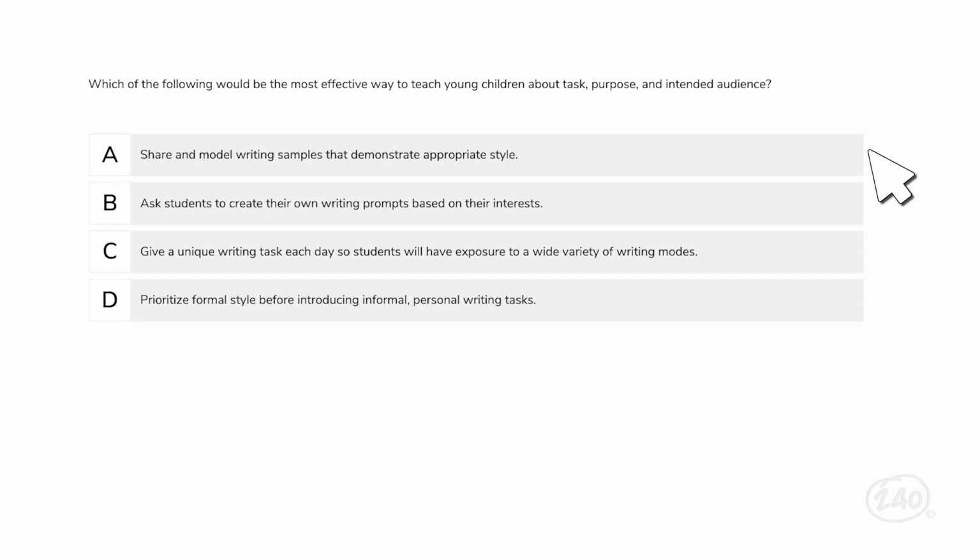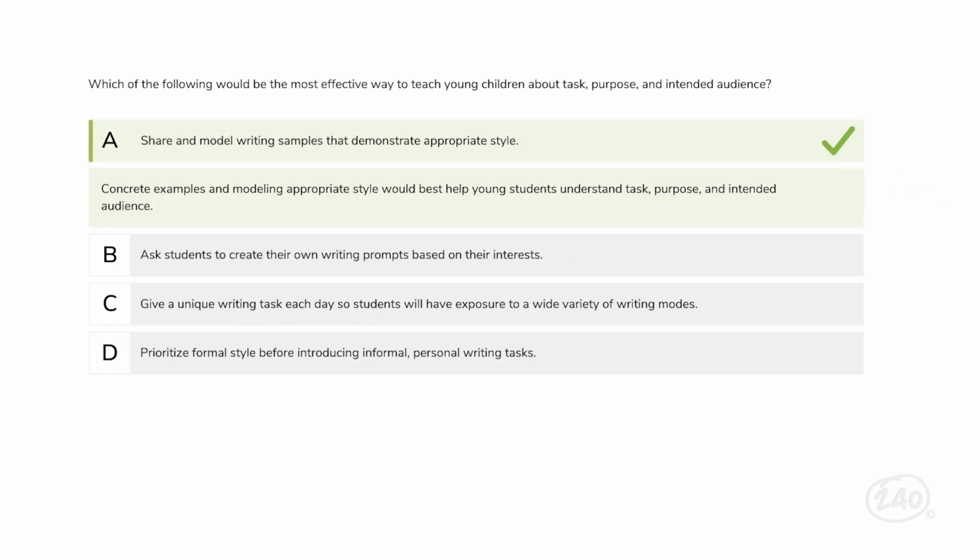This one's the right answer. Concrete examples of modeling appropriate style would best help young students understand task, purpose, and intended audience. Moving on to competency 9.